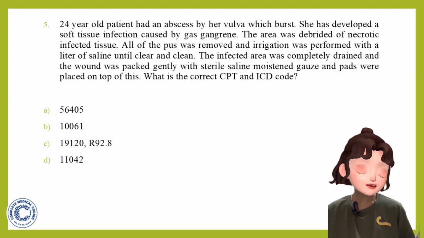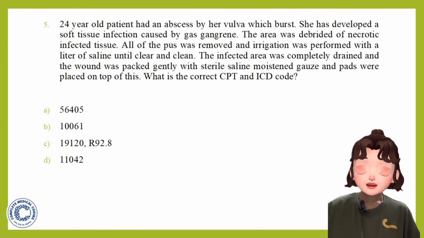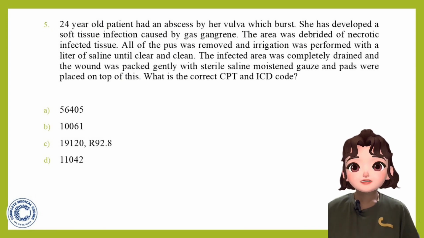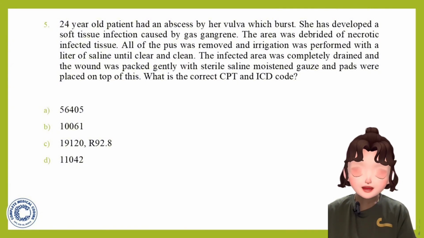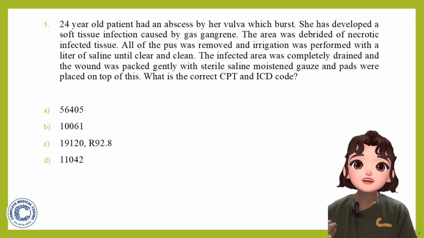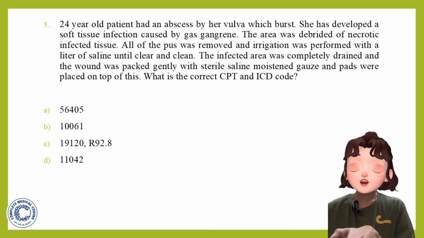Anyway, in ICD there is only one option, but still we will find out what procedure and what ICD code was carried out here. What is the first option? 56405. The code 56405 is incision and drainage of vulva or perineal abscess. The patient had an abscess and it burst, right, in the question. And then the area was debrided. Debridement is the procedure, not I and D. So that is wrong. The I and D code is wrong.